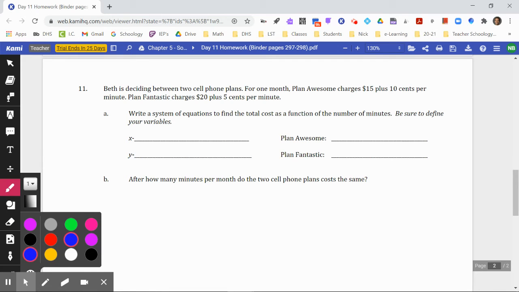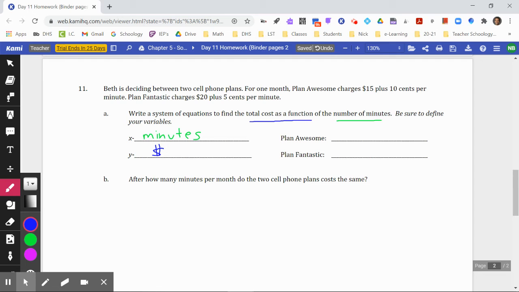Well, this kind of defines our variables for us in that last sentence: total cost and number of minutes. As we said many times in class, your x variable usually is for time. In this case, we're talking about minutes, which are a unit of time. And our y variable is usually our cost, so our dollars.